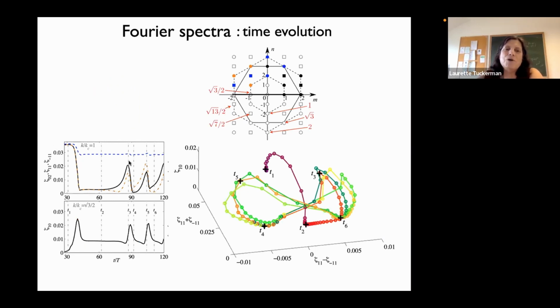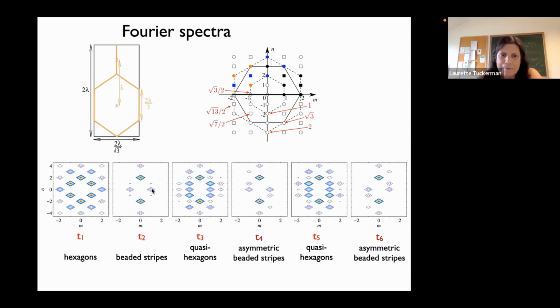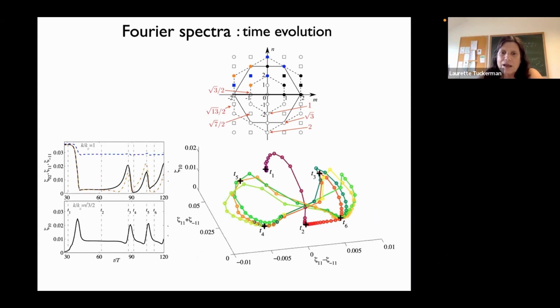These are the 3 modes of the hexagons: the blue, the brown, and the black. When you have hexagons, they're all equal, right? They're all equal. This one here is the one that's not part of a hexagon. And let me show you him. That's him, 1, 0. Okay, you see that he's not here in the hexagons. He's here in the beaded stripes, but he's not in the hexagons.